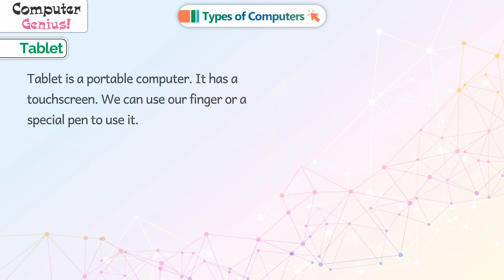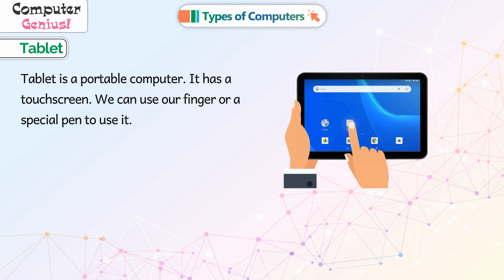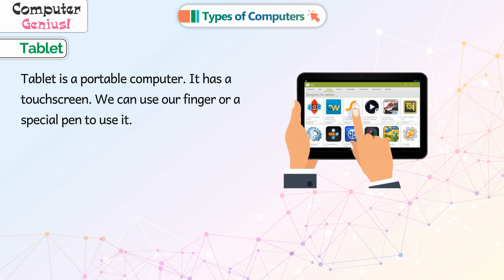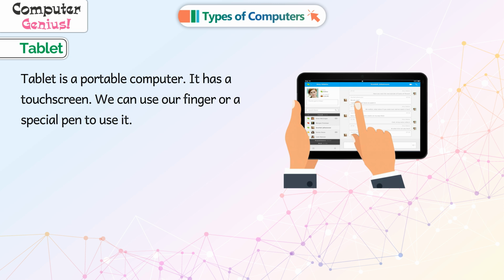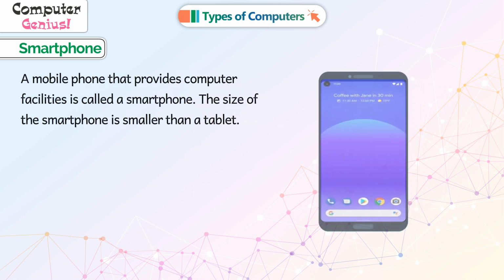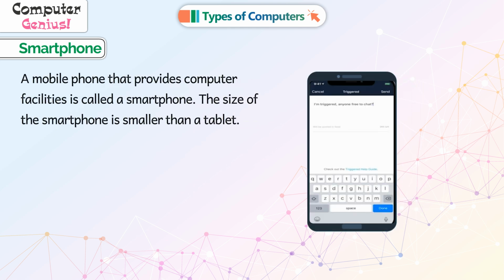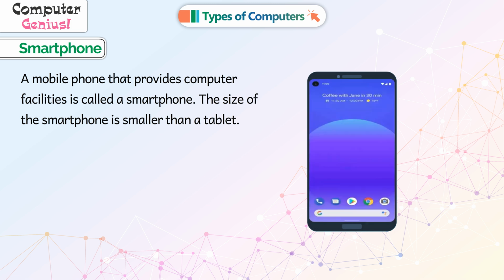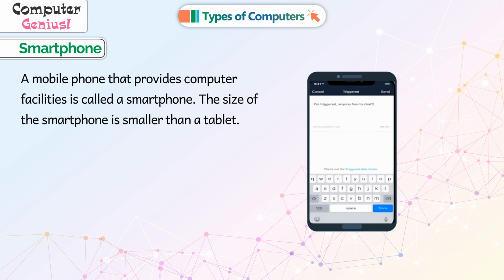Tablet. Tablet is a portable computer. It has a touch screen. We can use our finger or a special pen to use it. Smartphone. A mobile phone that provides computer facilities is called a smartphone. The size of the smartphone is smaller than a tablet.